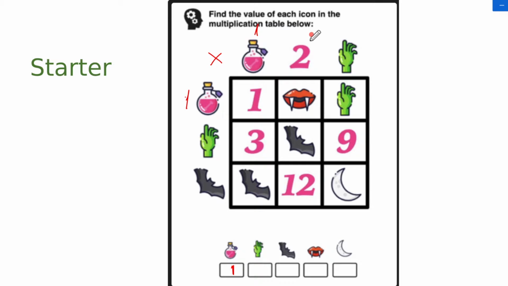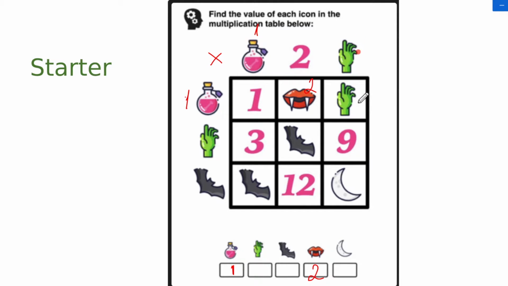Okay, let's see next. So now we know this is 1. We can have a look either at the column or the row, and we can use this to find the other symbols. So if we look at this, we have 1 times 2 should be 2. So this should be 2. Yeah, this should have the value 2. Okay, next. Now, 1 times this weird hand gives you the same hand. Now, this is actually valid for any number. 1 times 8 is 8. 1 times 10 is 10.